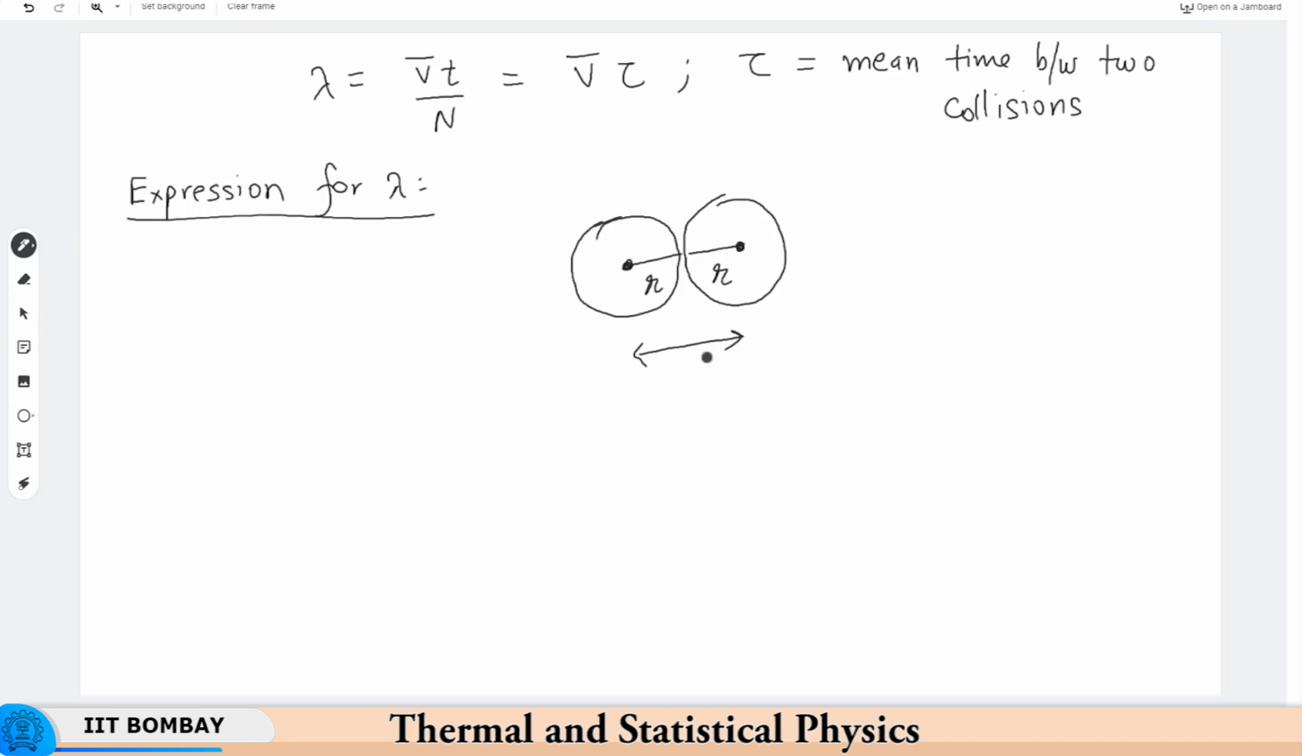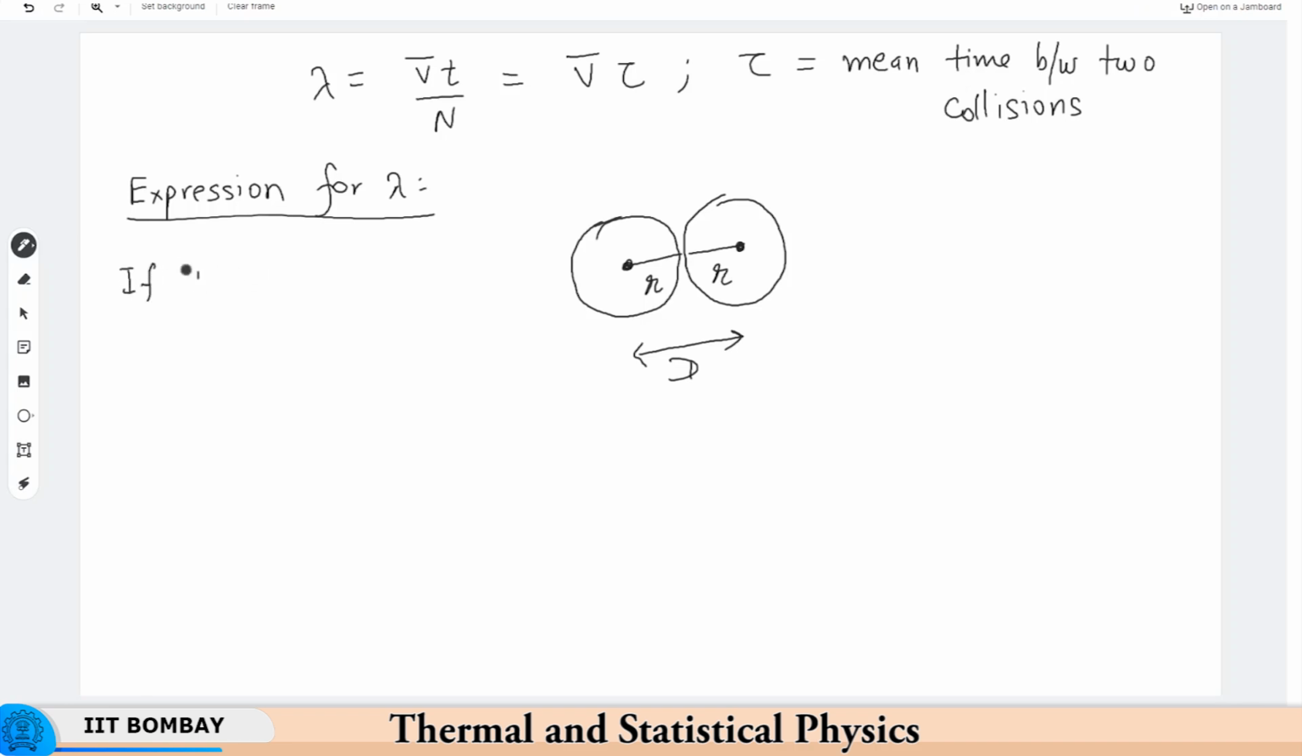So, basically what I am saying is, maybe I can use a different symbol here. Let us say this capital D is the distance between the centers of two molecules.